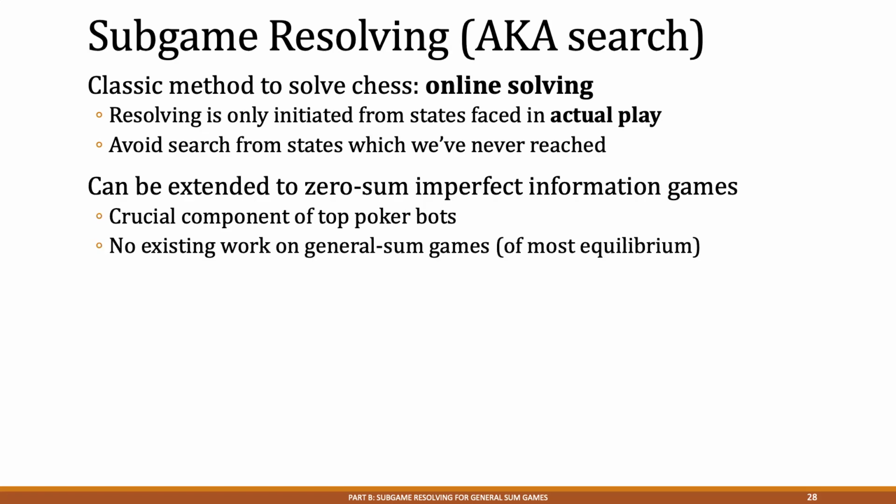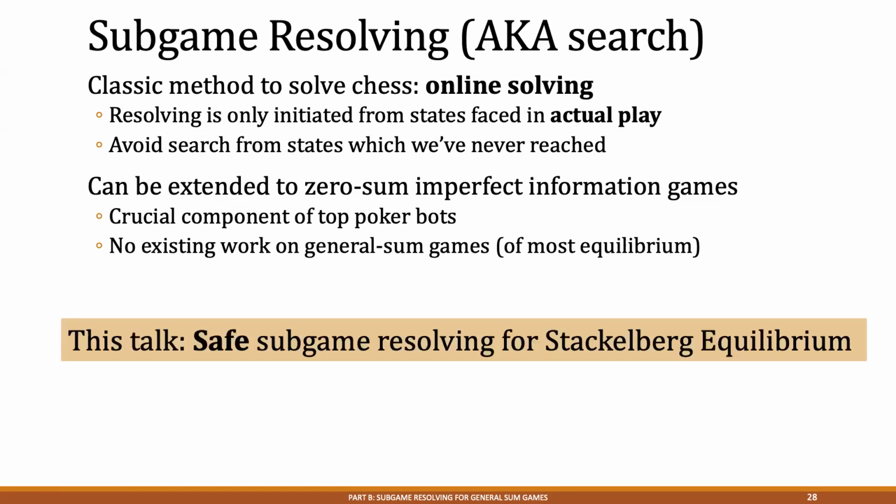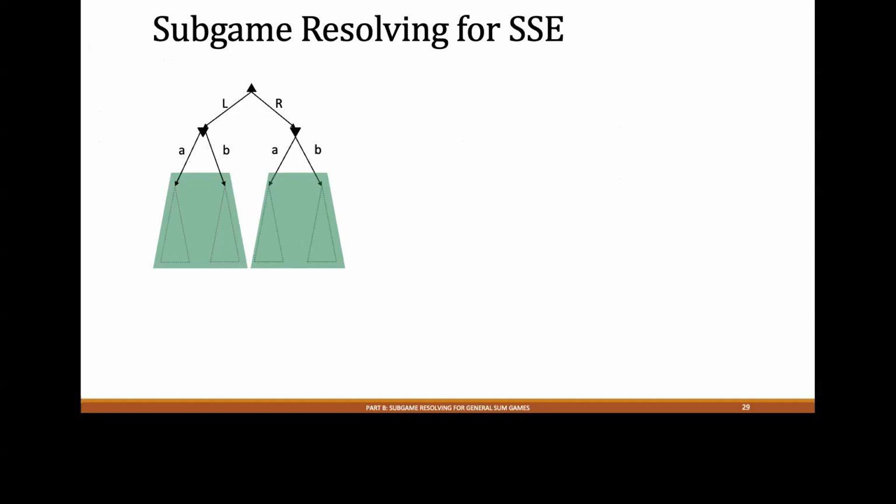And it can be extended to imperfect information games as well. In fact, it's a crucial part of poker bots today. So in this talk, we're going to show how to do that for general sum games. And the idea, if you ever get lost, is to just keep in mind carrots and sticks, right? That's what is important over here. And in particular, our method is going to be safe, which means it has some performance guarantees. I'll explain that in the next slide.